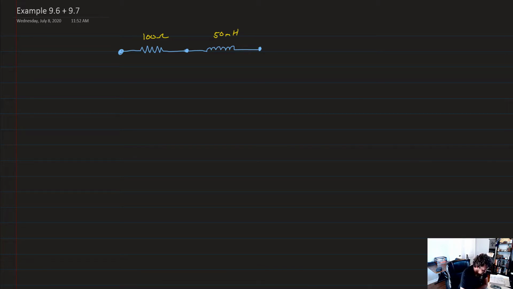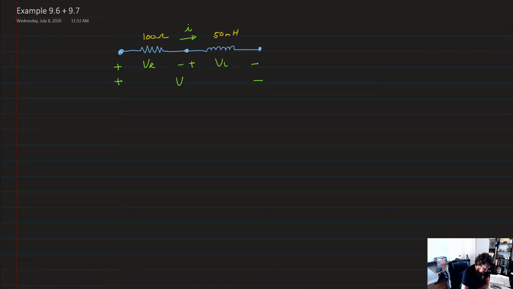millihenries. And we're going to be asked to find some things like what is the voltage drop across the resistor, what is the voltage drop across the inductor. We'll call that V sub L. There's also a current flowing from the resistor to the inductor. We'll call that I. Now I'm combining examples. If you're following along in the textbook, I'm combining examples 9.6 and 9.7. 9.7 is also going to ask us like what is the total voltage drop across the entire circuit.